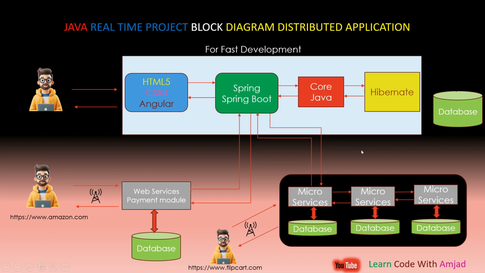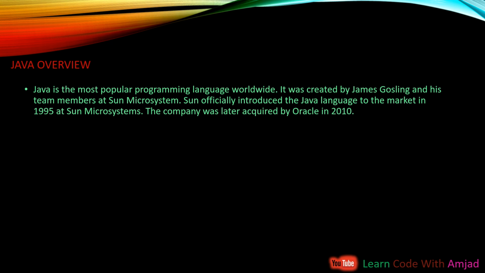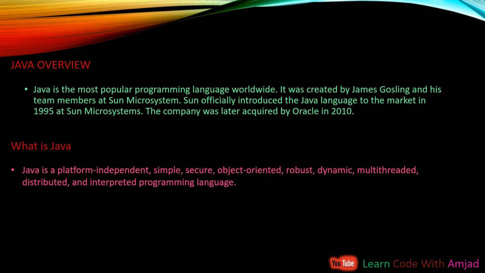Now let's move to the Java introduction. Here we are going to learn Java overview, what is Java, Java history and future. Java is the most popular programming language worldwide. It was created by James Gosling and his team members at Sun Microsystems. Sun officially introduced the Java language to the market in 1995. The company was later acquired by Oracle in 2010. So what is Java? Java is a platform independent, simple, secured, robust, object-oriented, dynamic, multi-threaded, distributed, and interpreted programming language.